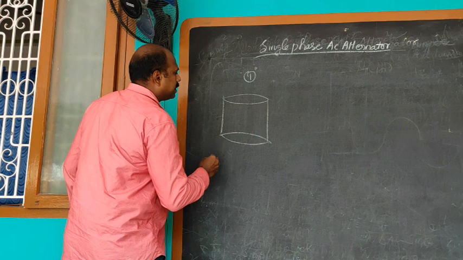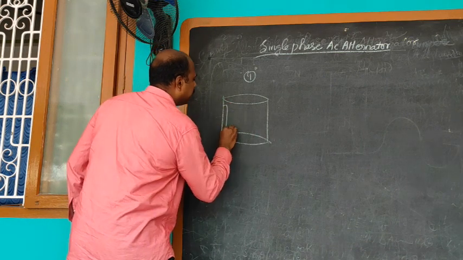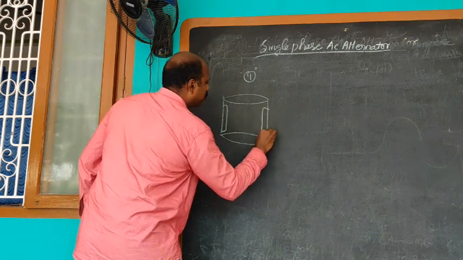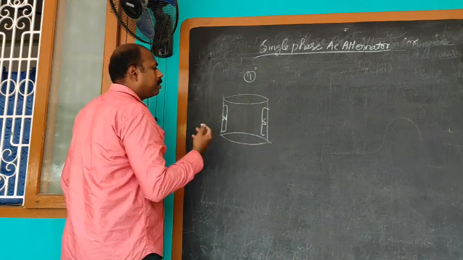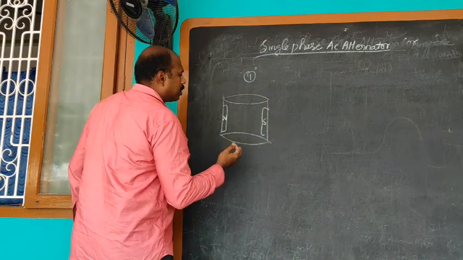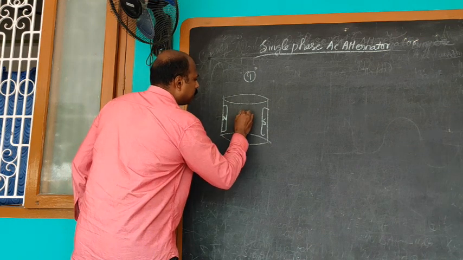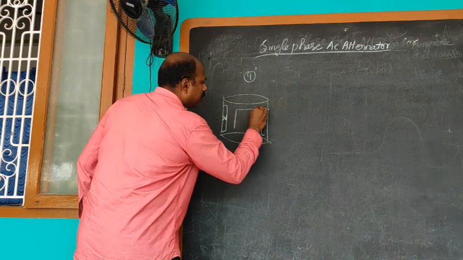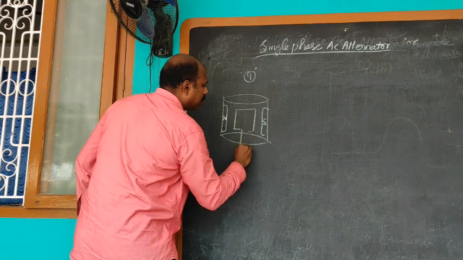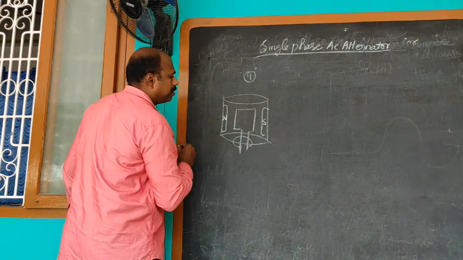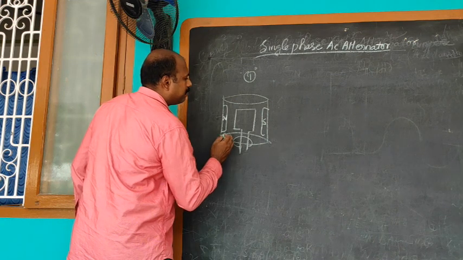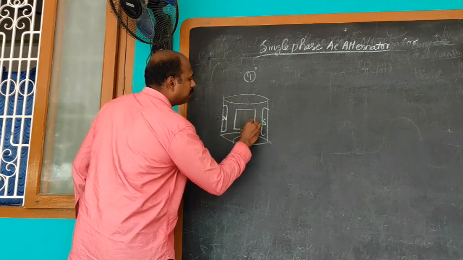Okay. So we can mount the field magnet in the stator core. This is north and this is south, and we can mount the armature coil in the rotor. The rotor rotates inside the stator, thereby the magnetic flux changes and thereby EMF is induced in the circuit.